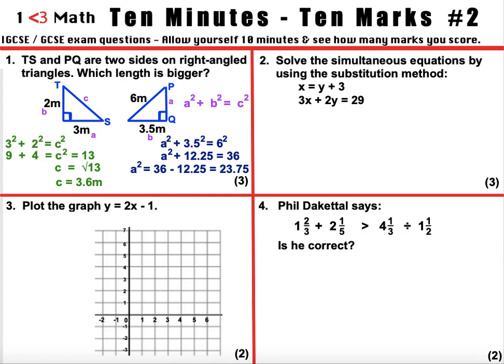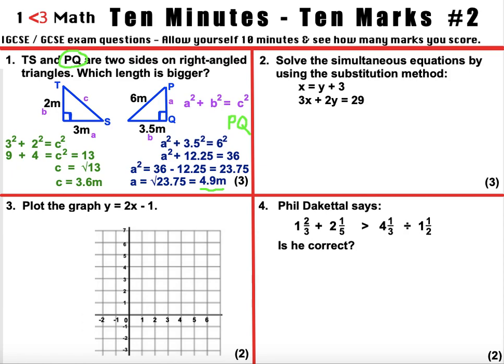equals 23.75. Now finally, we need to square root 23.75 to find out the value of PQ, which is A. It's 4.873, rounding that to 1 decimal place. Because the 8 has got a 7 next to it, we round it up to a 9. It becomes 4.9 meters. Therefore, PQ is the longer side, and that would be the correct answer.